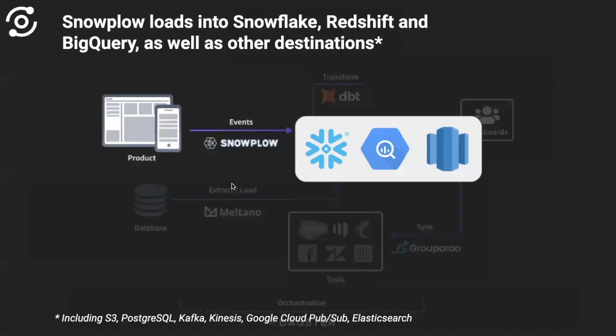So what does Snowplow do? It loads that behavioral data into Snowflake, Redshift, and BigQuery. We're focused on Snowflake for Yukon. That's their cloud data warehouse of choice. And it supports other destinations as well.